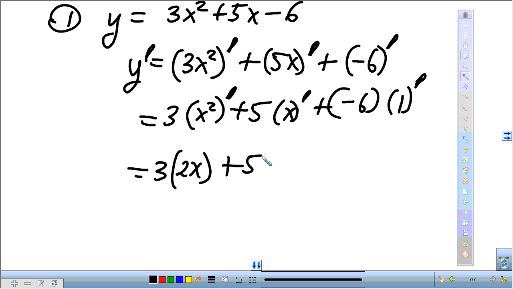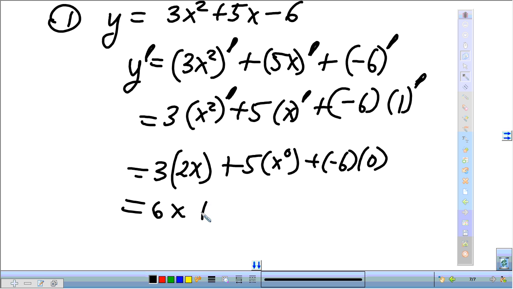This would be 1x to the 0. And then the derivative, well, we could look at it different ways, but if it's the change, there is no change in a constant. So we would have 6x, this x to the 0 is actually 1, and we get 5. So the derivative expression would be 6x plus 5.